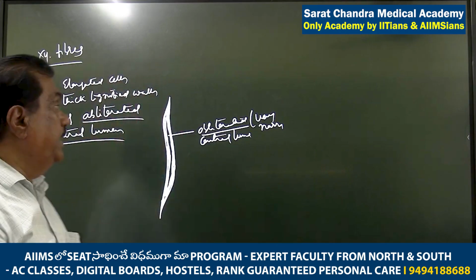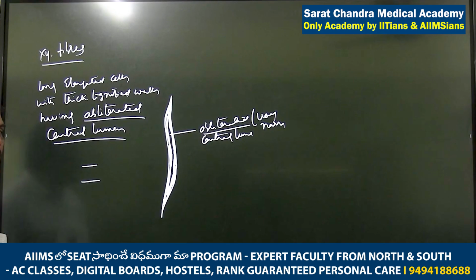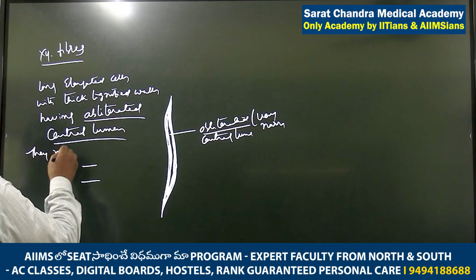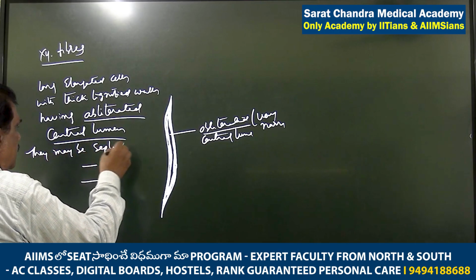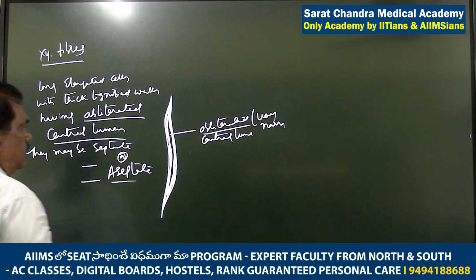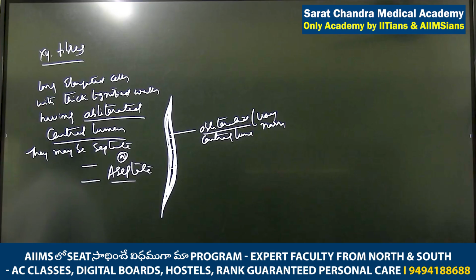The xylem fibers may be septate or aseptate. Septa means cross walls, and aseptate means without septa. What is the main function of xylem fiber? To provide mechanical support, not conduction. Xylem fibers mainly provide mechanical support to the plant body.